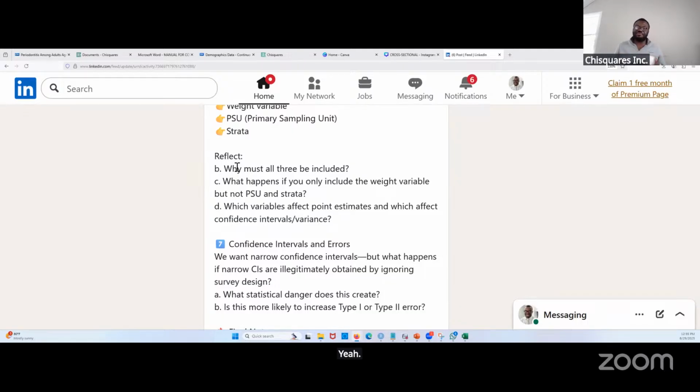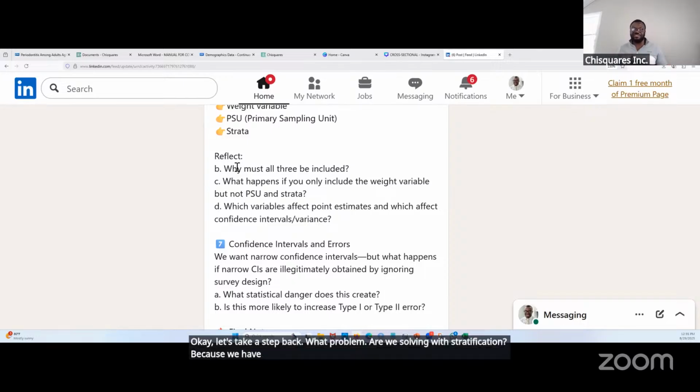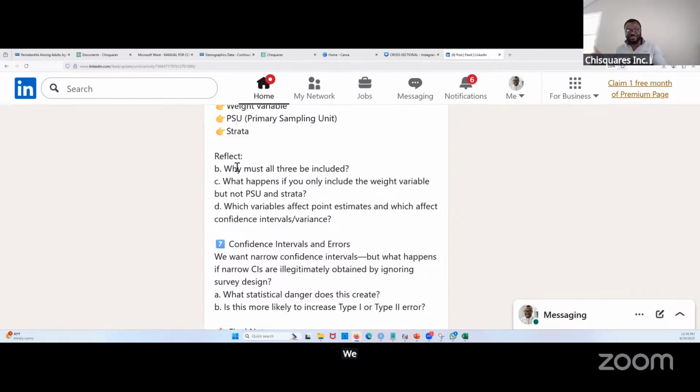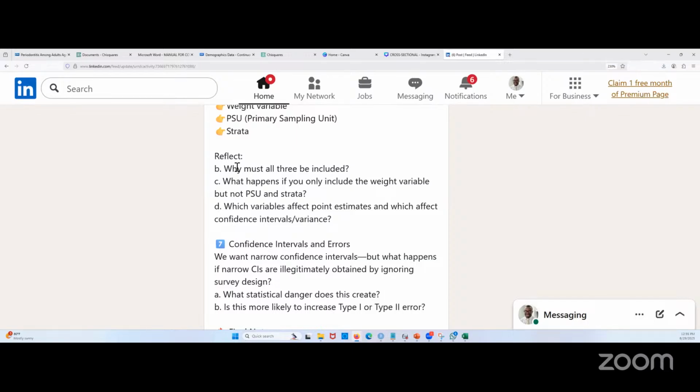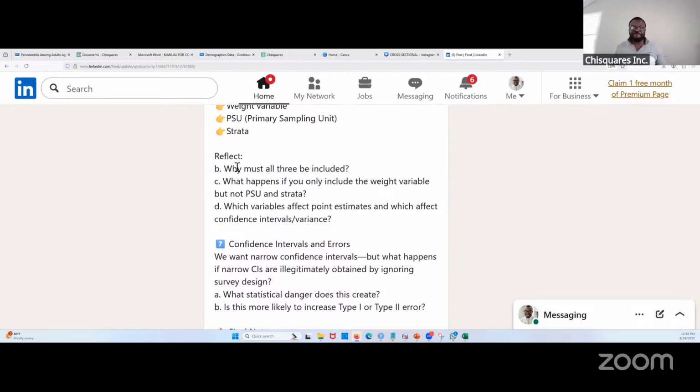Again, okay, let's take a step back. What problem are we solving with stratification? Because we have to start from first principles, right? We're always trying to solve a problem. So if there's no problem, we don't have to solve it. So what problem are we trying to solve with strata? Exclusion. Okay, exclusion. Yeah, so we have a population where we are interested in making comparisons.